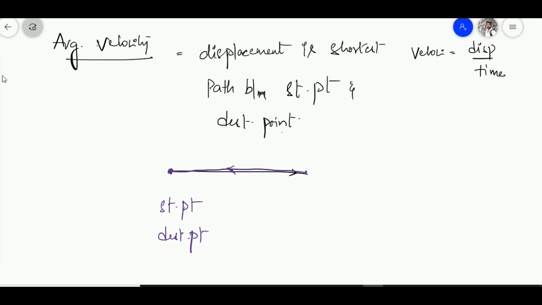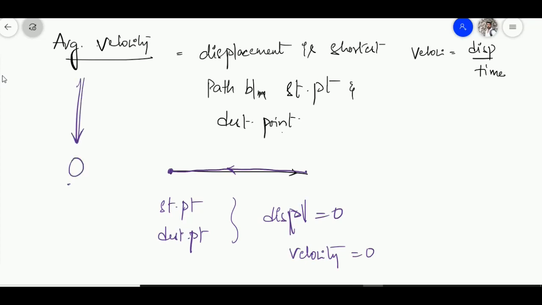Is there any length between them? Is there any gap between them? No. So that means here displacement is 0. When the displacement is 0, velocity will be 0. When the velocity is 0, there is no need to calculate average velocity. Simply it is 0 meter per second.